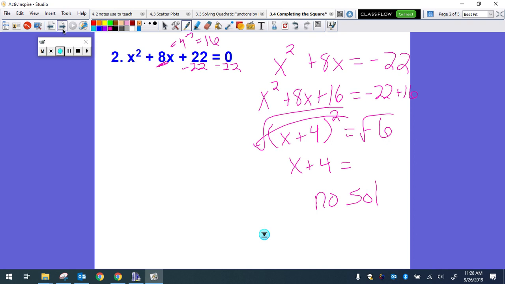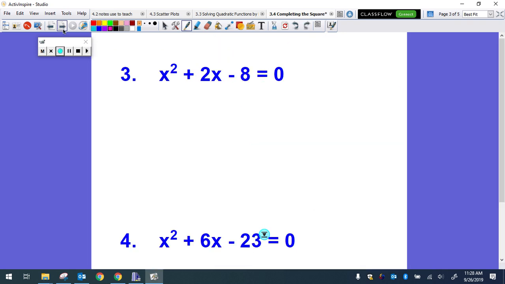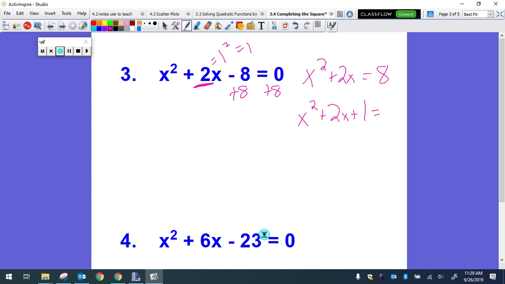Let's do another one. First step, I'm going to move my C to the other side. So I have x squared plus 2x equals 8. Then we're going to take our B. Half of 2 is 1. 1 squared is 1. So I'm going to add 1 here and add 1 here. I'm going to factor the left side. Half of 2 is 1. And 8 plus 1 is 9.